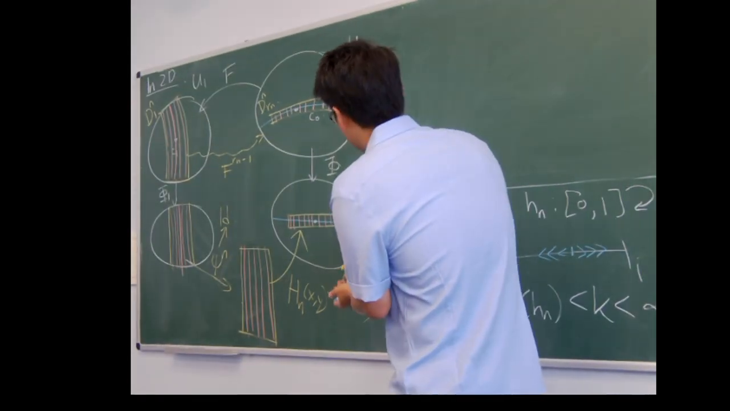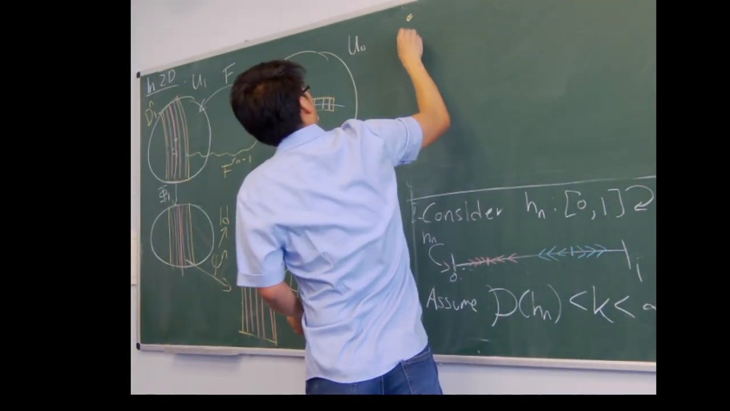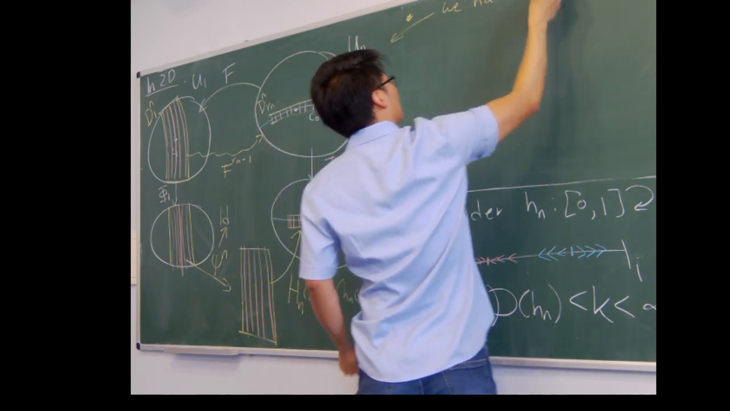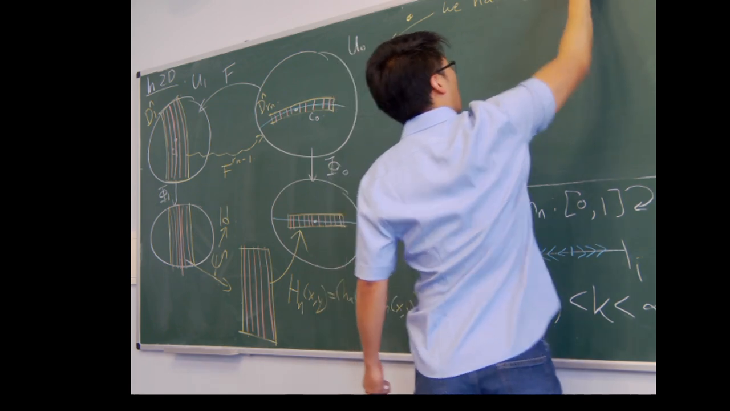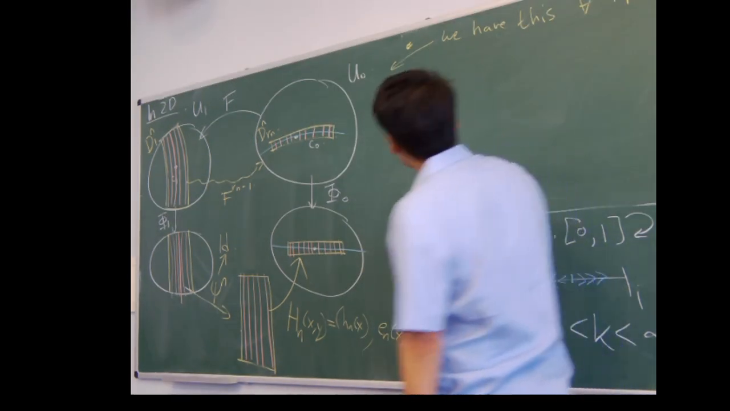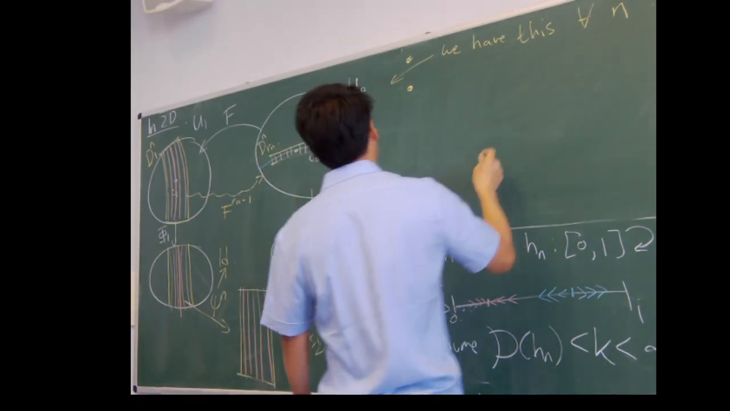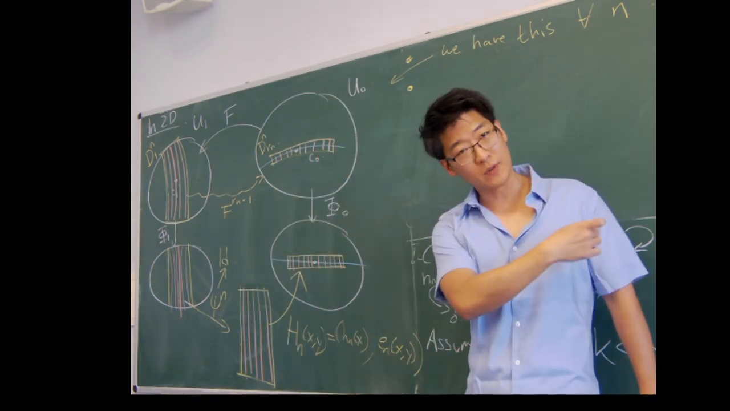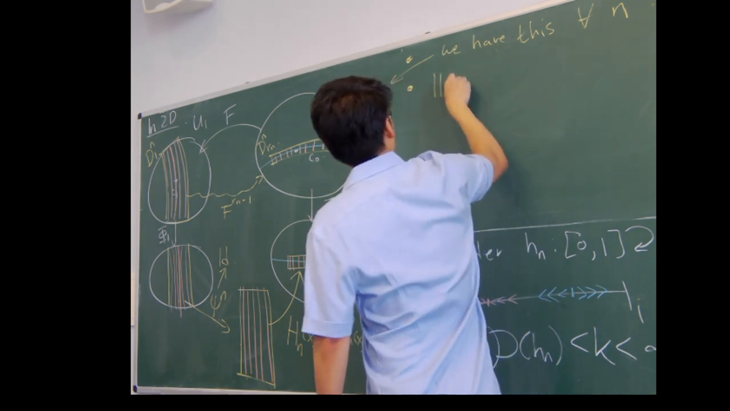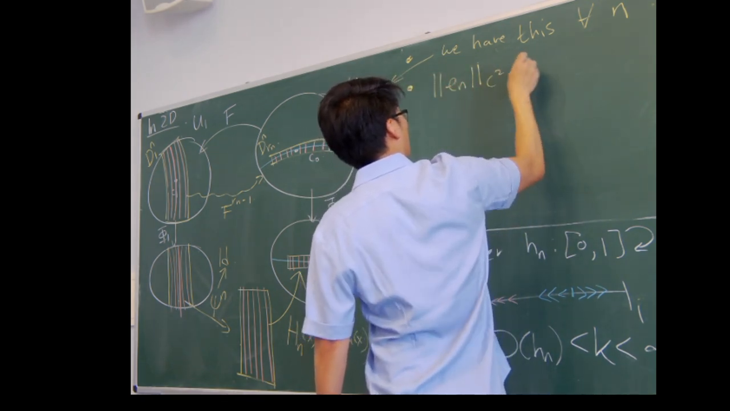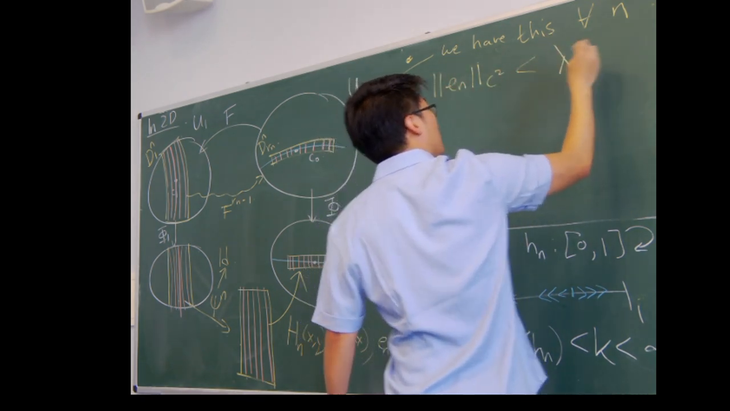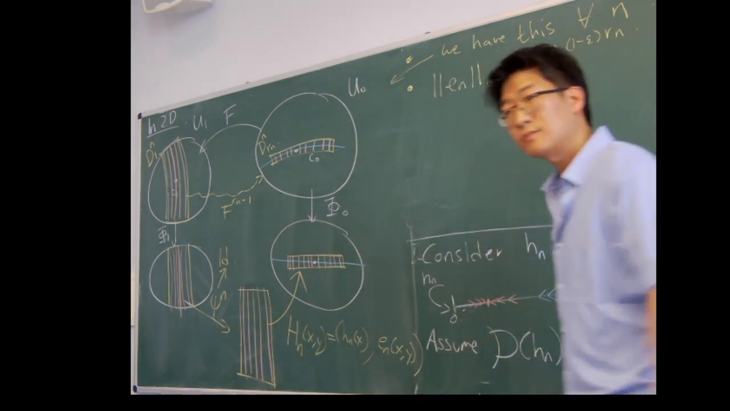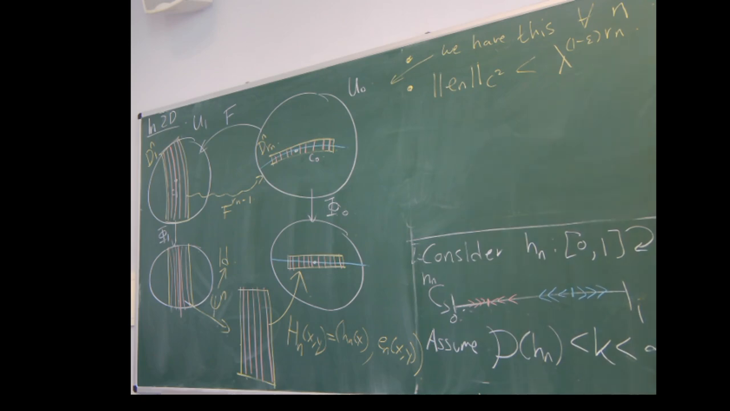I have to conclude. So first of all, we have this picture. We have this for all n. Okay, that's the first part of the statement. The second part of the statement is that this y dependence decays super exponentially fast. So En in C2 is less than lambda to the, let's say, 1 minus epsilon to Rn. Okay.